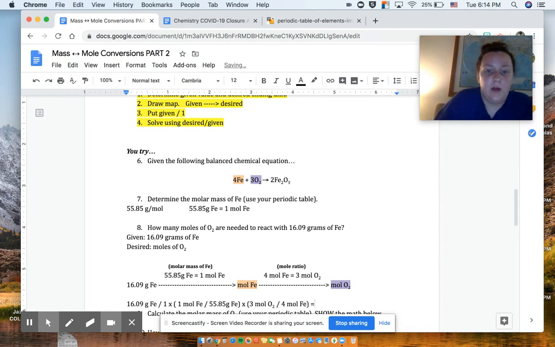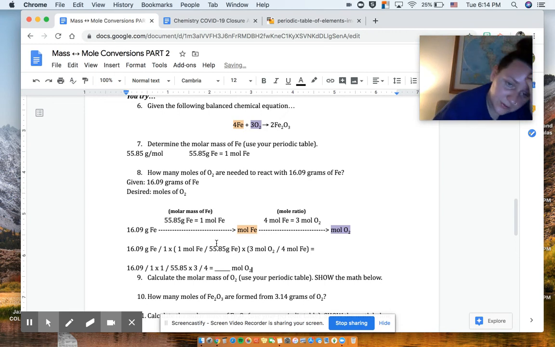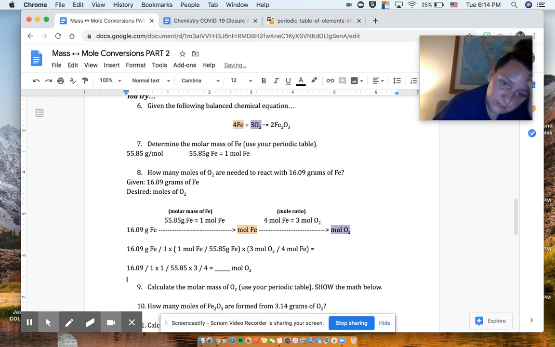And then we're ready to solve. So literally all you have to do, 16.09 divided by 1 times 1 divided by 55.85 times 3 divided by 4. It seems complicated, but it shouldn't actually be. Whatever your answer is, that's going to be in the unit of moles of O2. I'm not going to solve it for you again because I want you to do that.